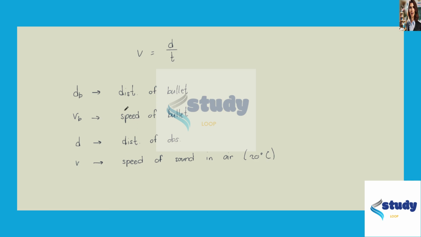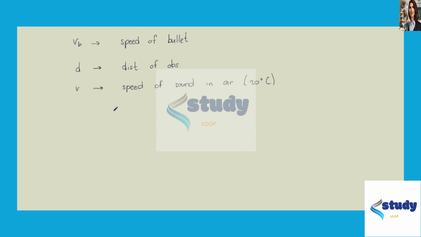Now, we can assume that the bullet and the sound wave travel at constant speed. So we can use the equation v equals d over t for both. We'll take d_B to be the distance covered by the bullet, and v_B the speed of the bullet, d the distance of the observer, and v the speed of sound in air at 20 degrees Celsius. So let's first apply that equation to the distance traveled by the bullet.